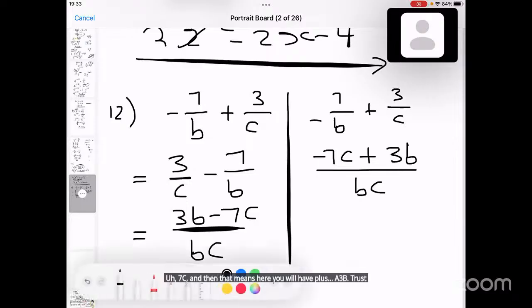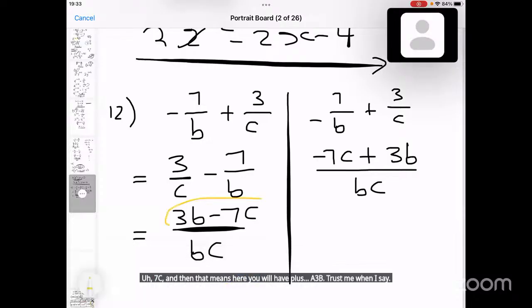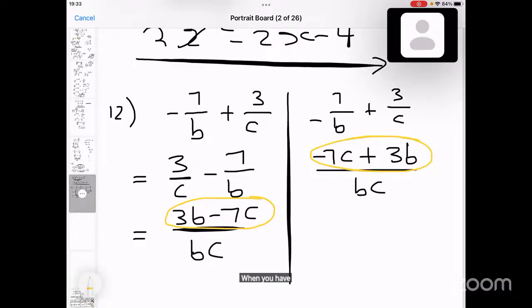Trust me when I say this part, it is exactly the same as that, which is what I was explaining. When you have 2 minus 4, this thing is still the same as minus 4 plus 2. So are you sorted on this one, honorable member?